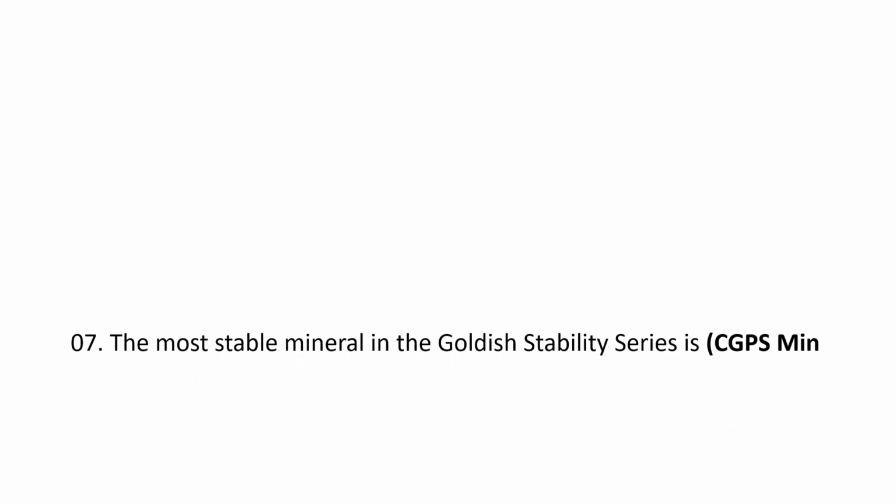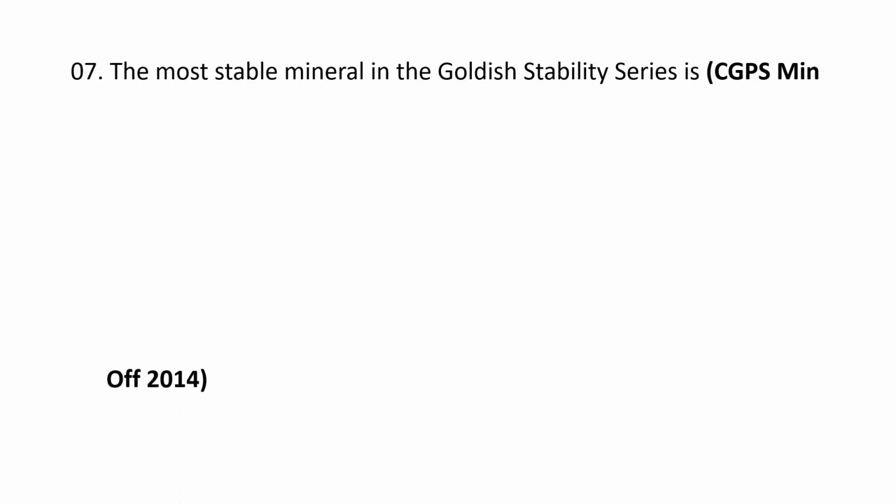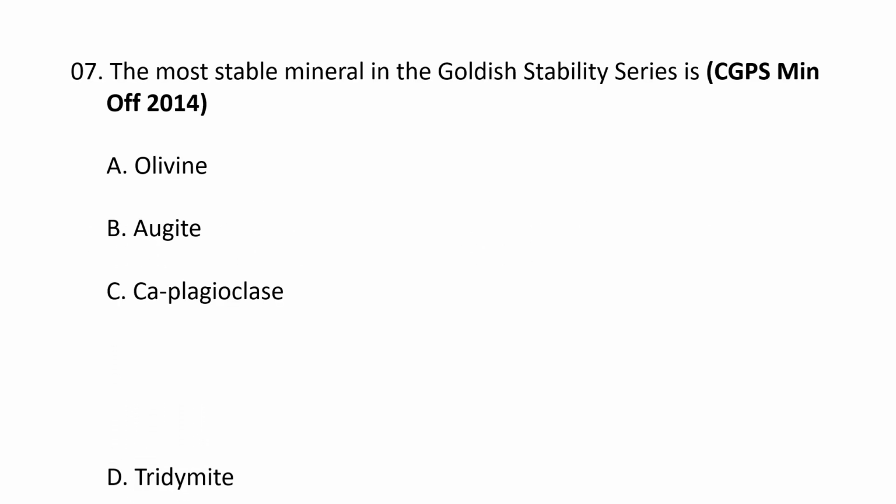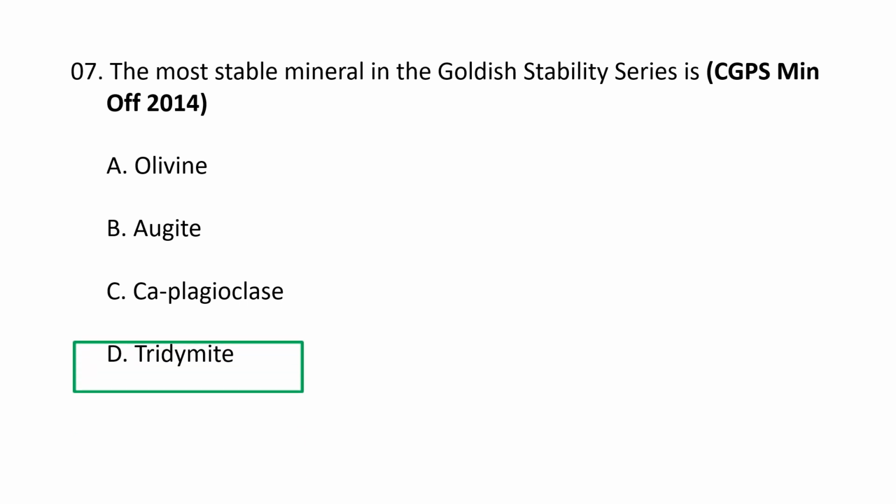Next question. The most stable mineral in the Goldich stability series is A. olivine, B. agate, C. calcium plagioclase, and D. tridymite. So the most stable mineral in the Goldich stability series is tridymite. Due to the strong silicon-oxygen bonds, quartz is highly resistant to weathering, and it is typically the most stable mineral in the Goldich stability series. So tridymite is a form of silica.